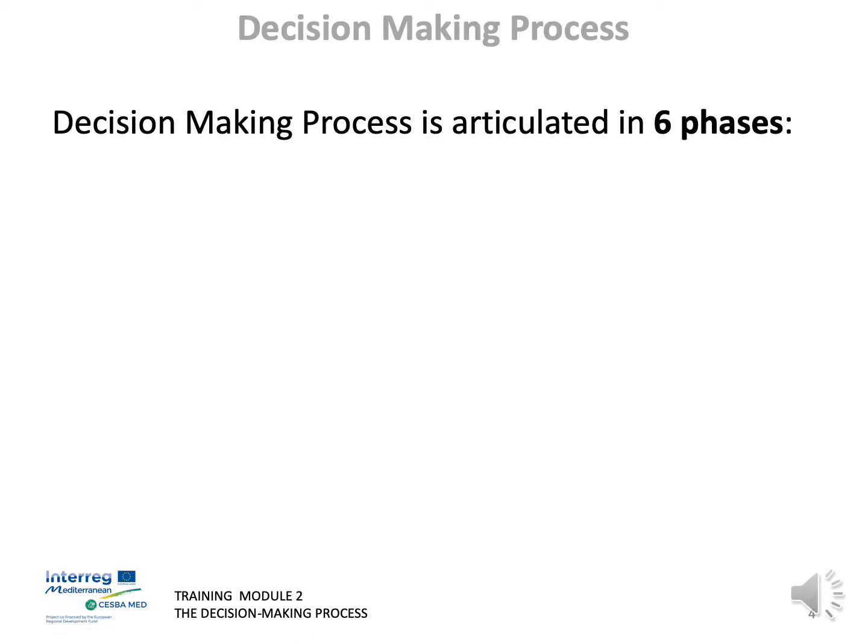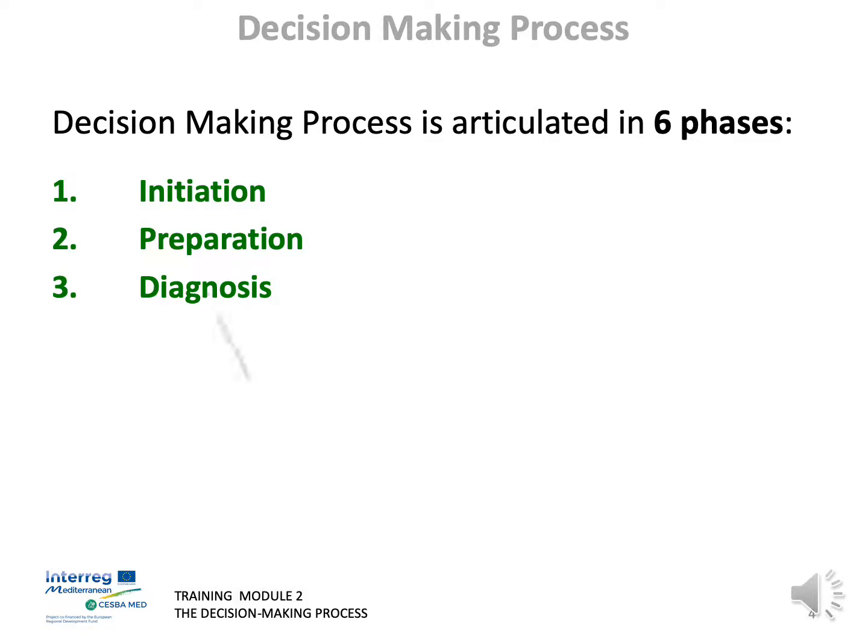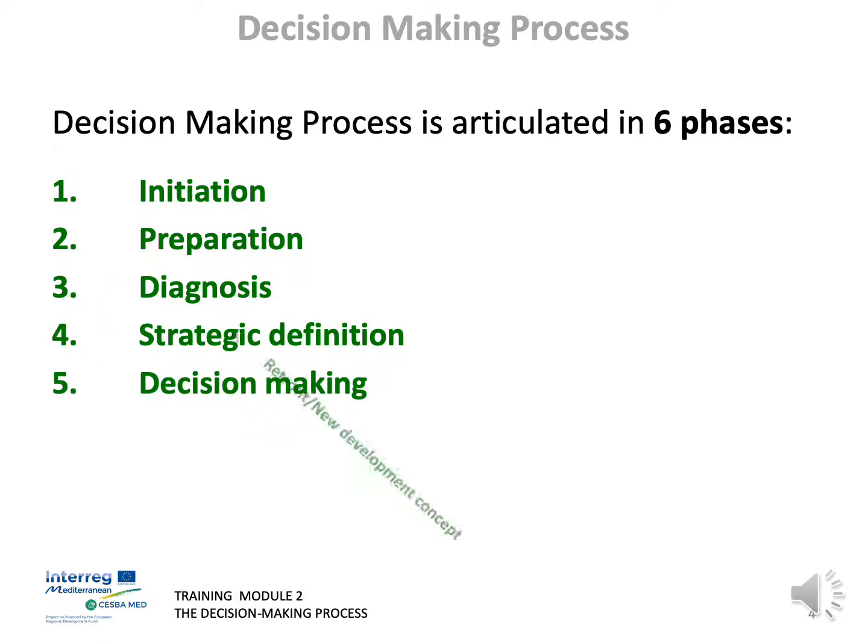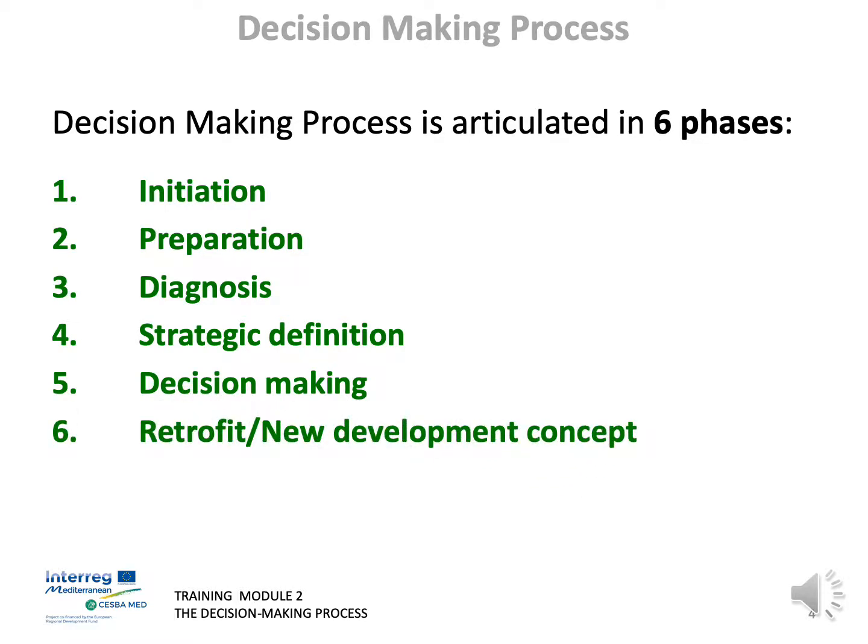As we are going to see on this slide, the decision-making process is articulated in 6 main phases. So first we find the initiation, then the preparation, the diagnosis phase, the strategic definition phase, the decision-making phase, and finally the retrofit or new development concept phase.